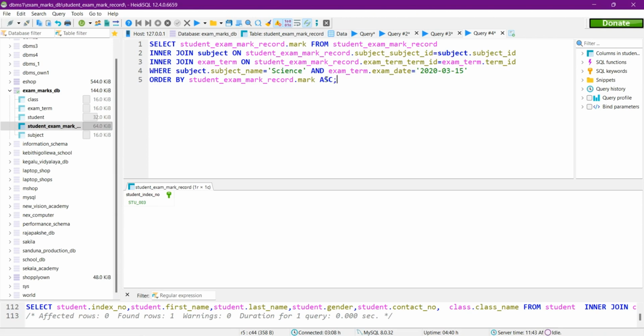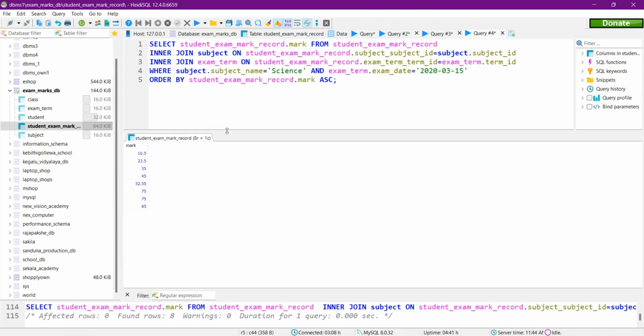So if you want to order your results in an ascending order, you can use this keyword called ASC. So this is the query for the second question. So let's execute and see whether we'll get the result. So you can see we have got the results for the second question.